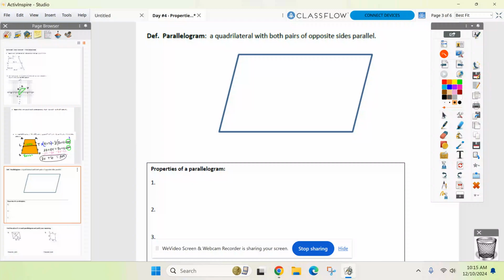The quiz is going to cover interior and exterior angles of polygons, what we did day 1, all the trapezoid stuff we did, and then all the parallelogram stuff we're doing. That's your quiz on Tuesday. All right, that's your quiz. All right, let's start here.